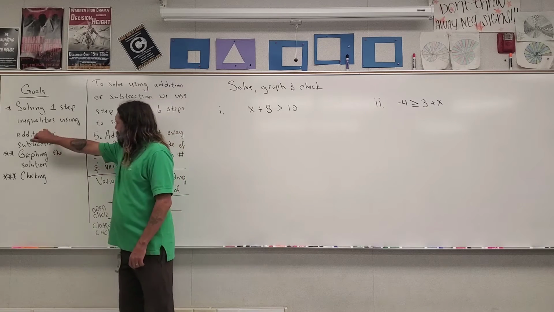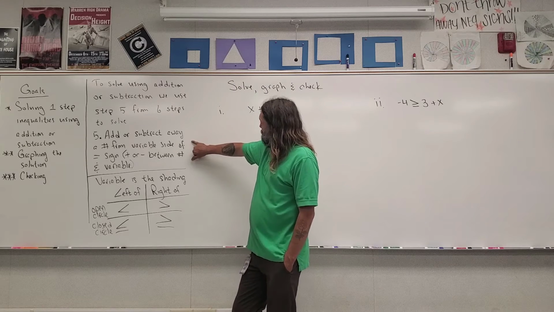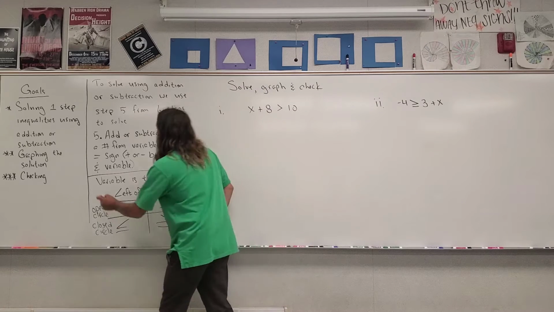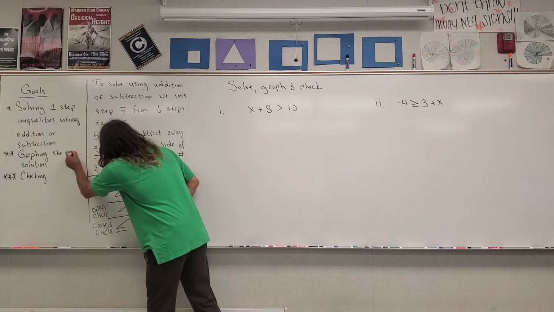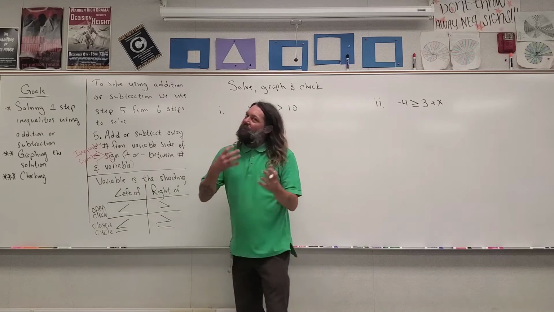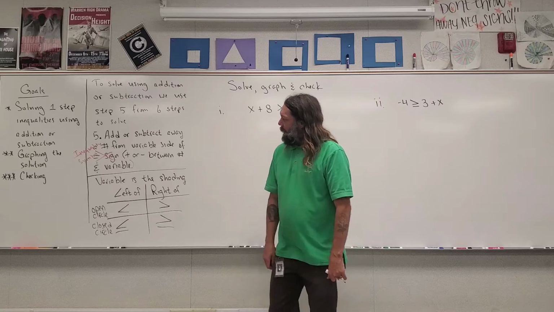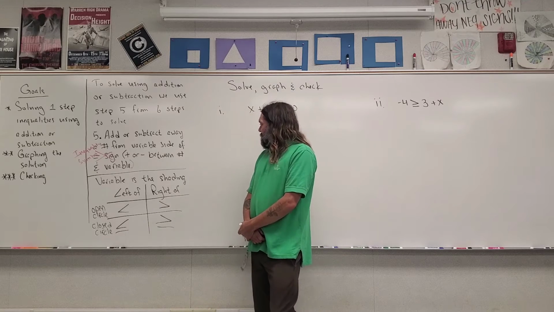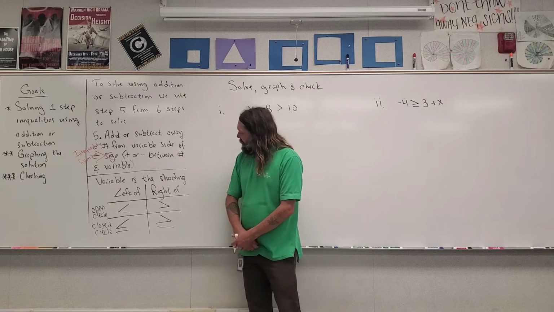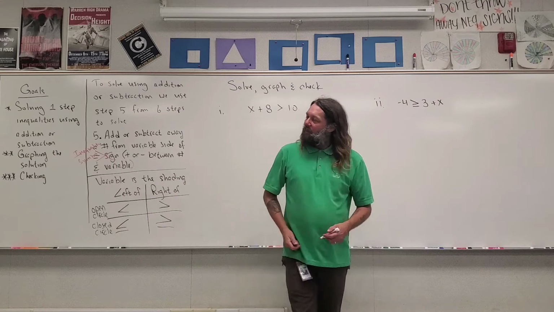We are solving inequalities. So this should read add or subtract away a number from the variable side of the inequality symbol. It's the same idea, and that's what's nice about this section: we're doing things that we already know how to do. We're just adding a little bit more. So after we solve, isolate the variable, we go into the graphing, and again we think of left of and right of, and the variable is the shading, and I'll talk about how we check.